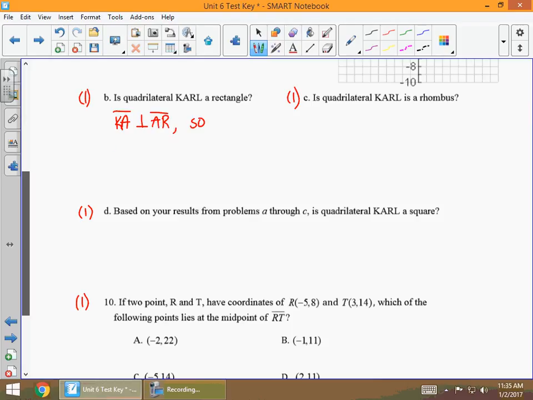So Carl is a rectangle. A rectangle is just a parallelogram that has a right angle in it.